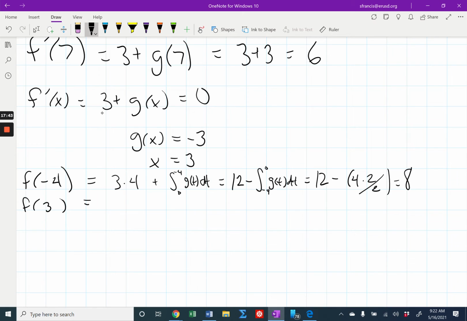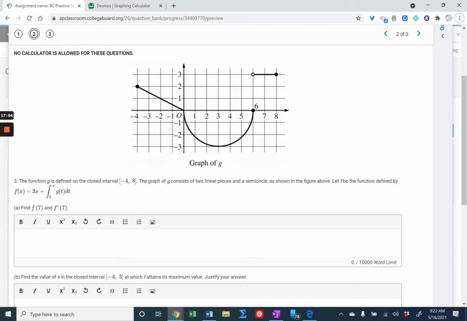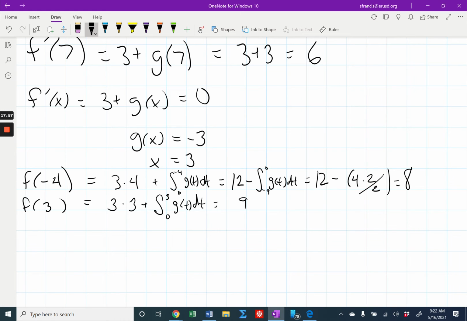And at 3, this is going to be 3 times 3 plus the integral from 0 to 3 of g of t dt, which is 9 plus, now we're dealing with a quarter circle. So we'll have to subtract, so it's going to be 9/4 pi. And now I'm noticing that this should be 3 times -4 right over here. And so this should be -12, and this should be -16. So sorry about my typo.